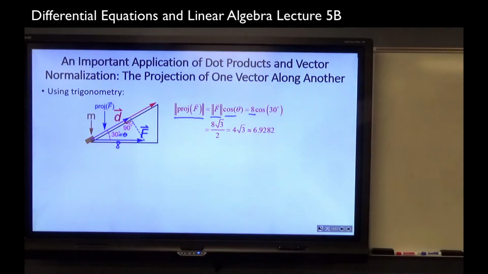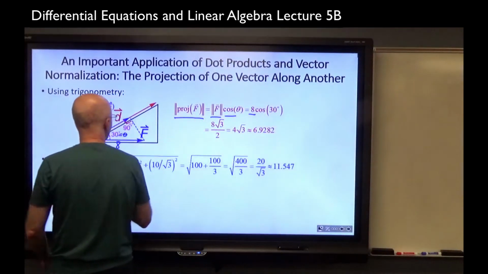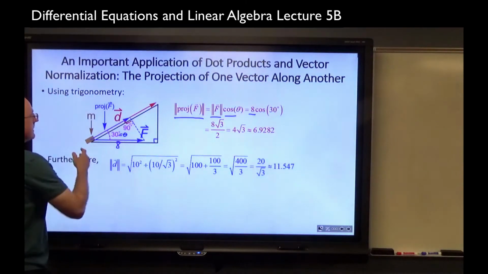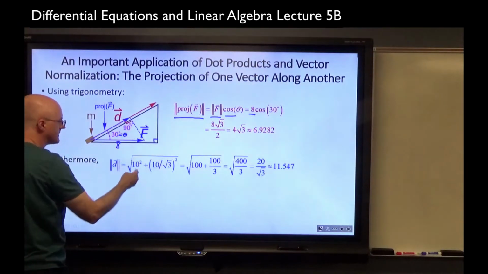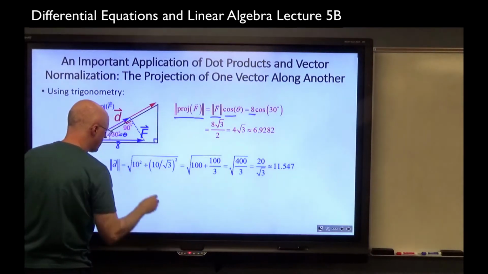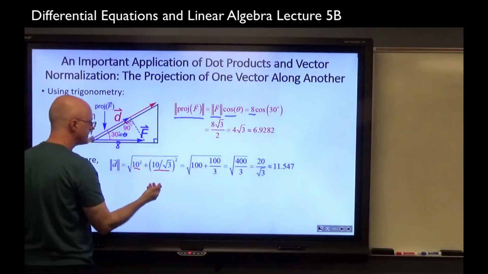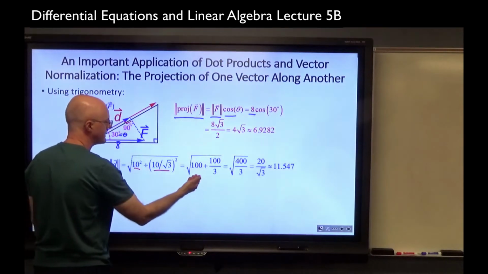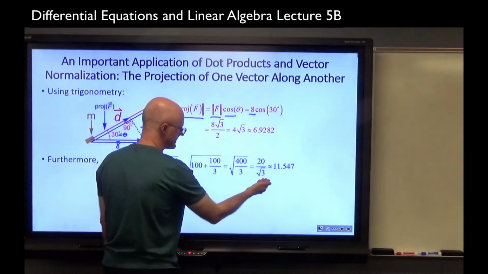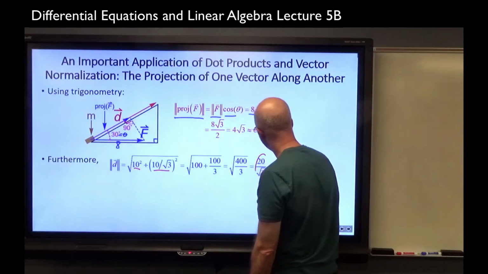What about the length of d? We can use the Pythagorean formula on the bigger triangle, right? The bigger right triangle, there's another right angle right there. The length of the red vector is the square root of the squares of the lengths of the two sides, this side right here and this side right there. But those numbers come from the components of D itself, 10 and 10 over root 3. 10 squared is 100, 10 over root 3 squared is 100 over 3. Get a common denominator of 3. You're going to get 400 over 3 in the square root. Square root of 400 is 20. We can just leave the square root on the bottom. And that's about 11.547.